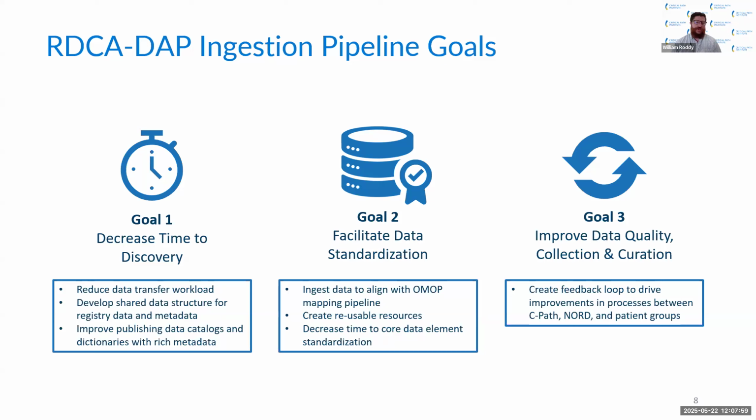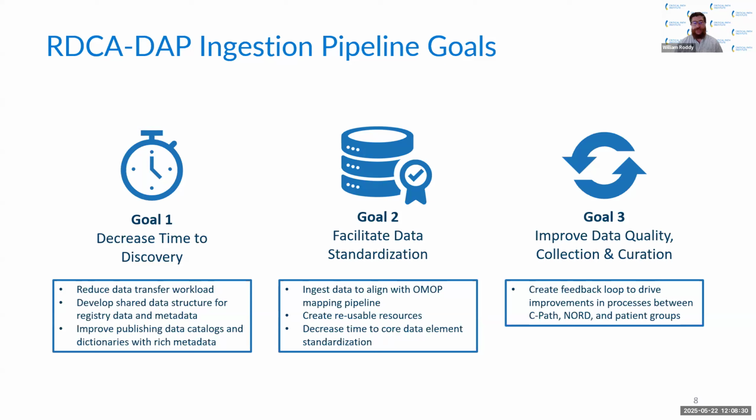And then the third goal is to really create a feedback loop between CPATH, NORD, and the patient groups to improve the data quality, the collection, and the curation. So recognizing that there's three different phases to this, going from collection to curation, going from patient to insight, we want to make sure that we have really strong data quality throughout each one of those steps, and that because there are so many transformations happening, we don't want there to be any errors that get introduced to the data.